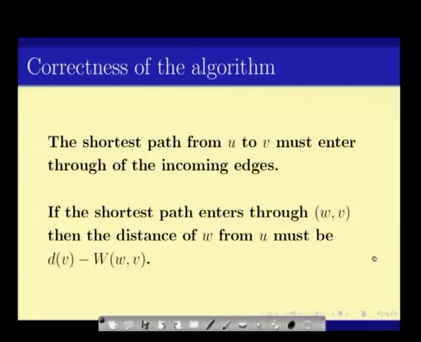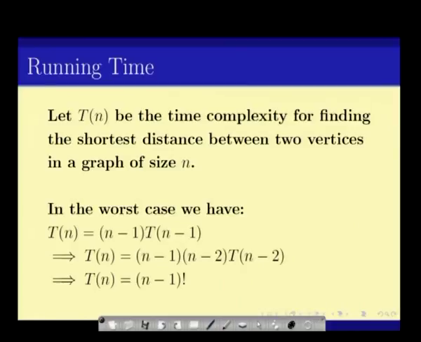So, if we represent T(n) to be the time complexity for finding the shortest distance between two vertices in a graph of n vertices, then what is T(n)? Note that in the worst case, a vertex can have n minus 1 neighbors. If it has n minus 1 neighbors, then this is T(n). Now, this new graph G that I input is of size n minus 1.